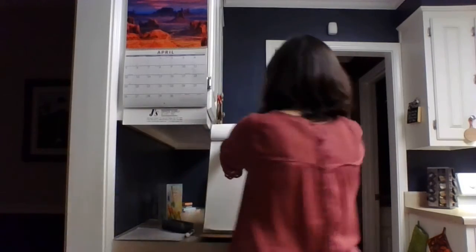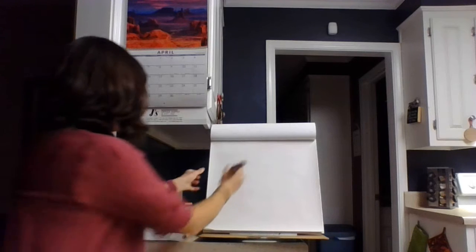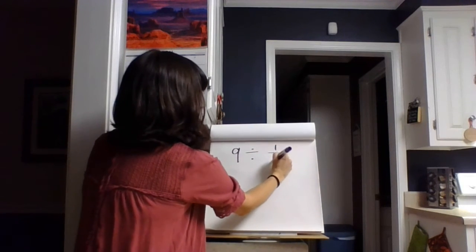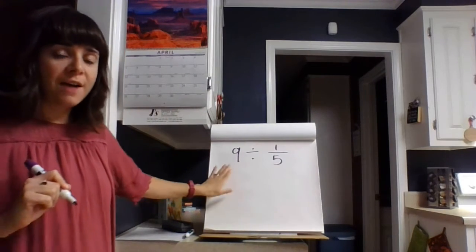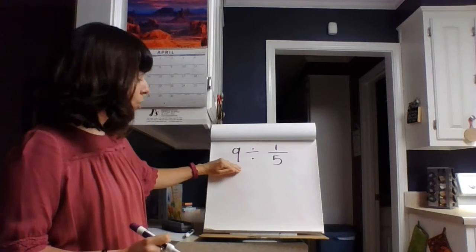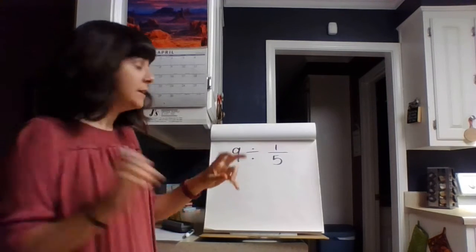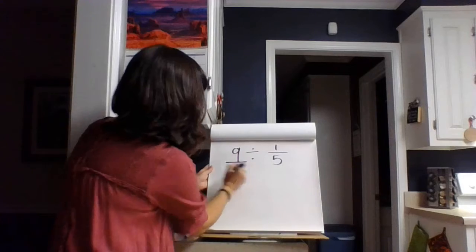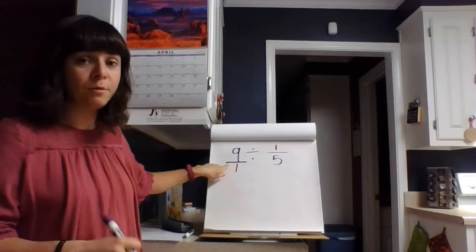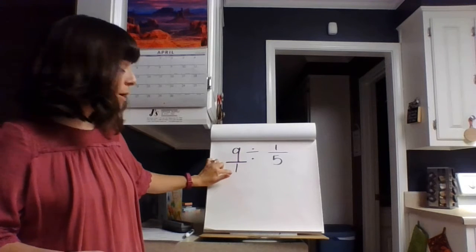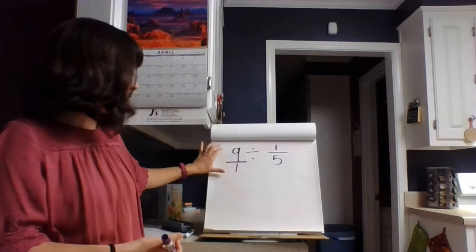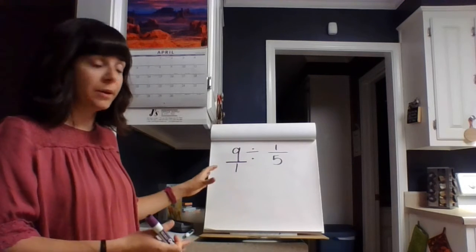Wednesday number 1 is 9 divided by 1/5. So first of all, I have a whole number and I have a fraction. The way I can turn this whole number into a fraction is just to add a 1 as my denominator. I did not change the amount any. Remember that fraction bar equals division. So 9 divided by 1 still equals 9, or the whole number that I started with. I'm not changing the value, I'm just changing how it looks.